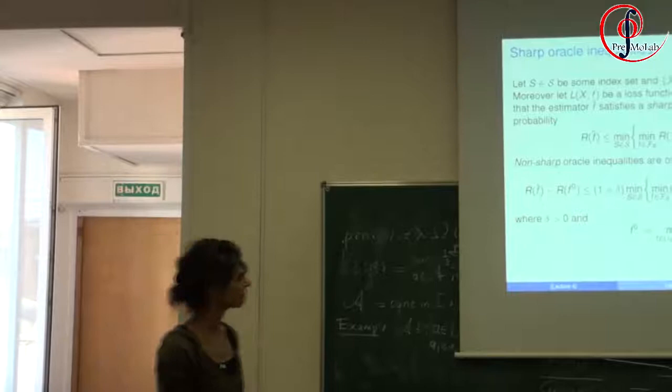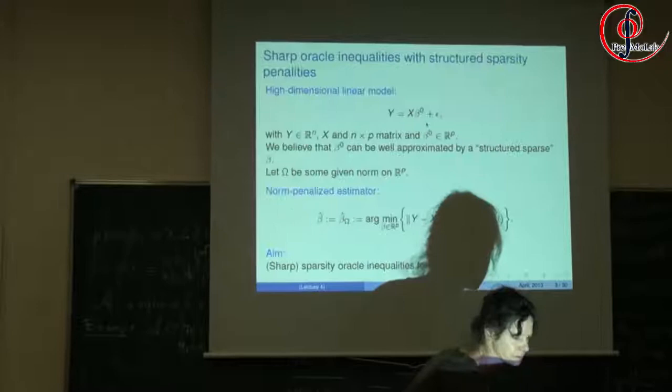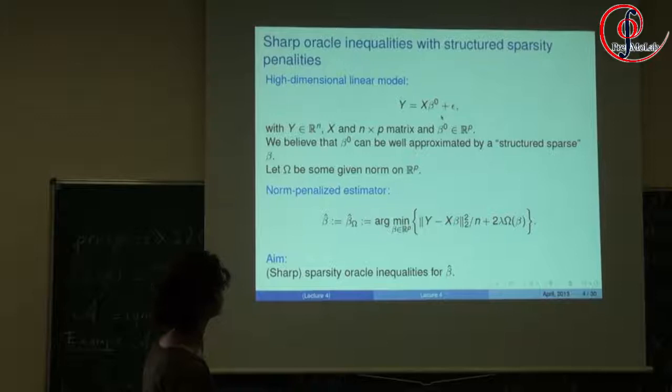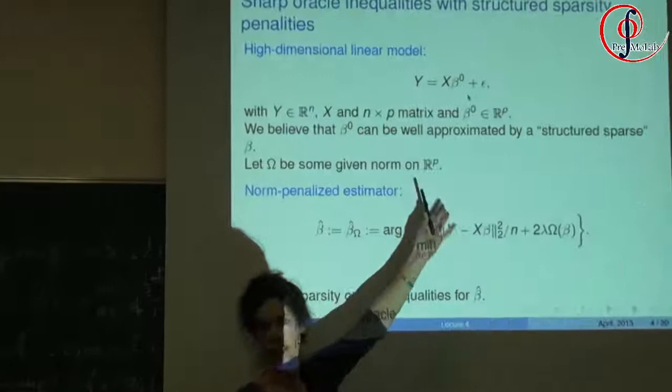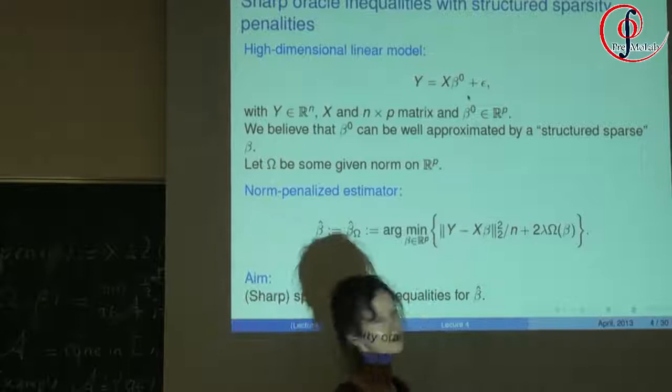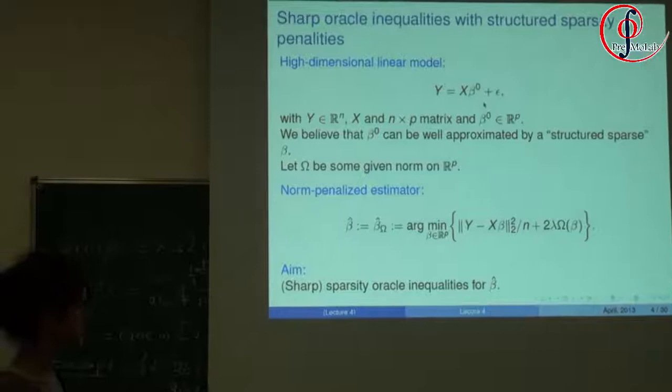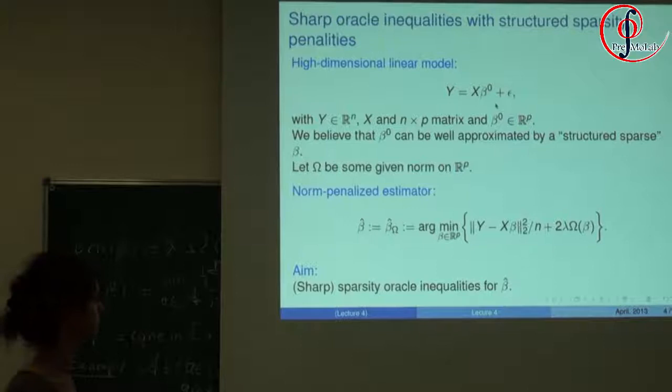Okay. We'll try to prove that. So we have a high dimensional model, and we take some norm on the p dimensional space, like the L1 norm, but it can be any norm. And let's say we do least squares plus a penalty of the form 2 times the tuning parameter times this norm, which could be the norm which I fit. And then we want to prove sharp oracle inequalities. Okay?